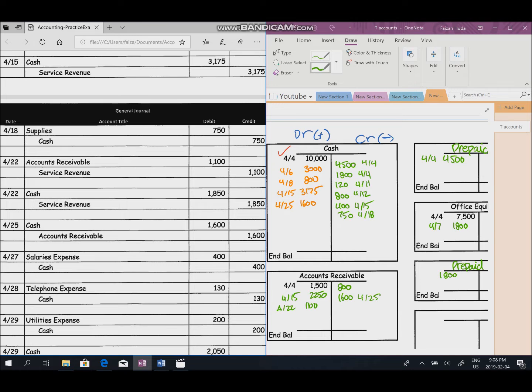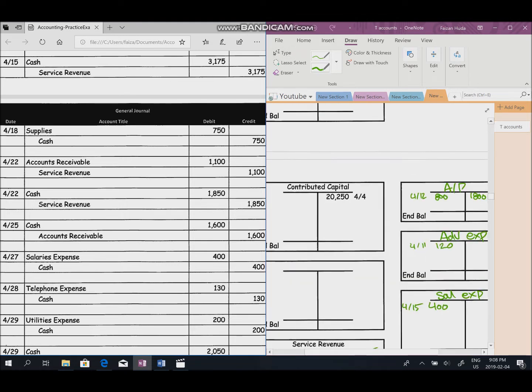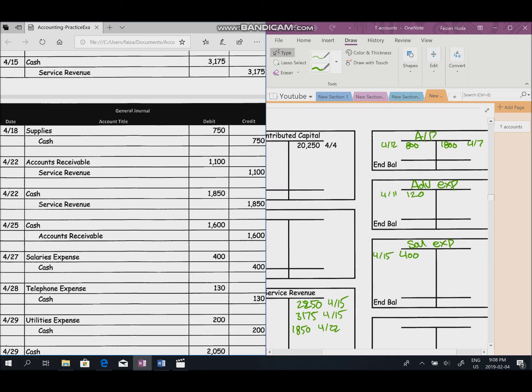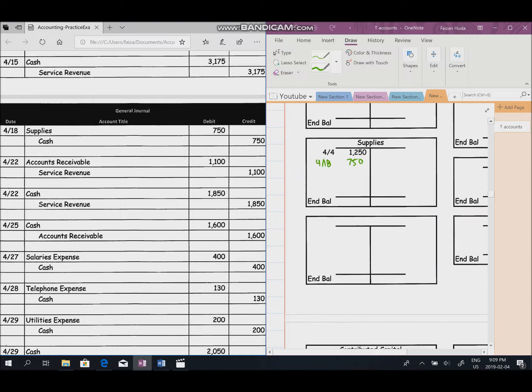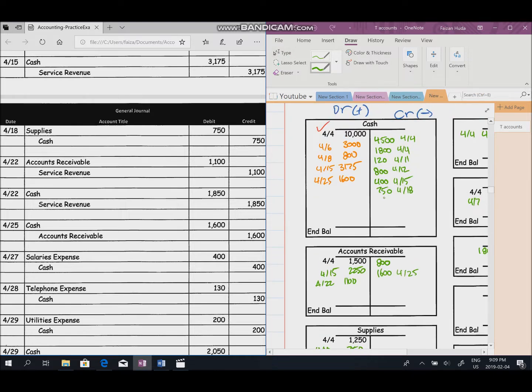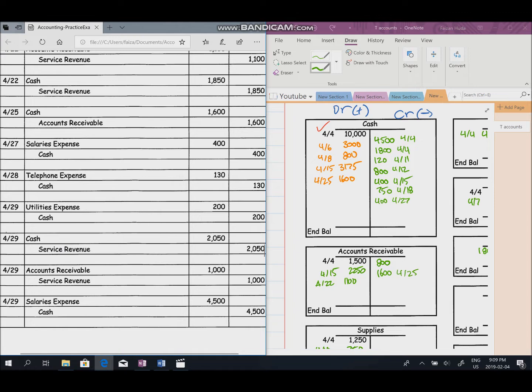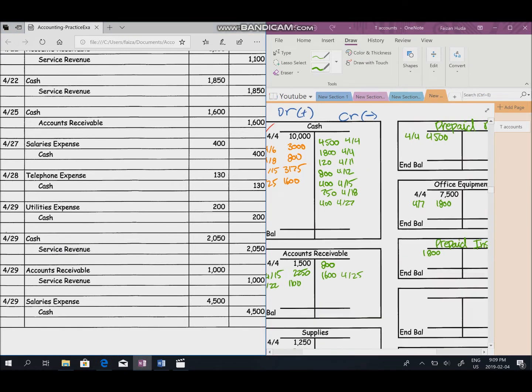Salaries expense 400 is debited. I believe I made a salaries expense account here before. Yeah. So on April 27, we incurred salaries expense, so we debited $400. Cash, we lose cash as we know. So $400 cash would be credit on April 27.